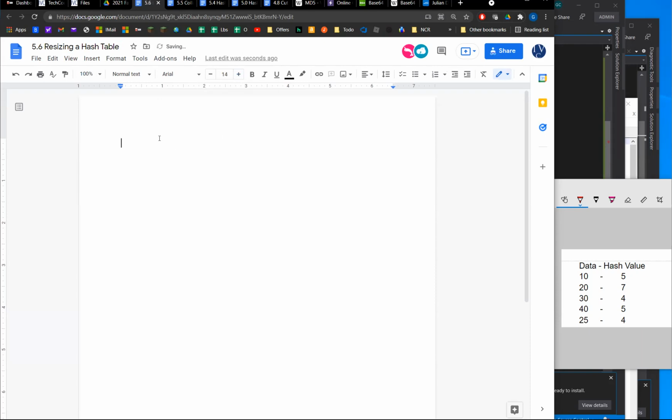All right, so for all hash tables, regardless of what hash function we're using and what collision resolution we're using.